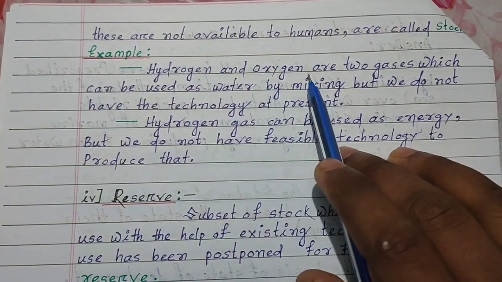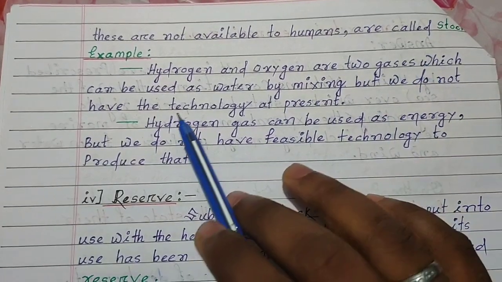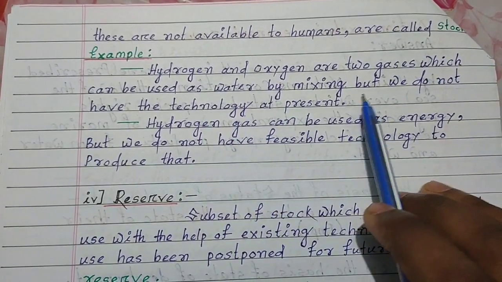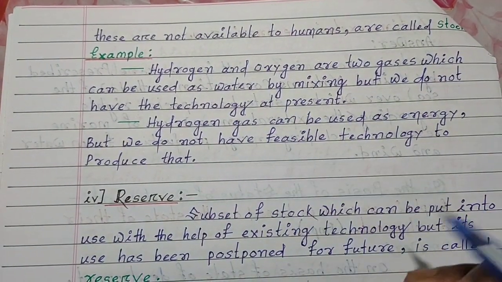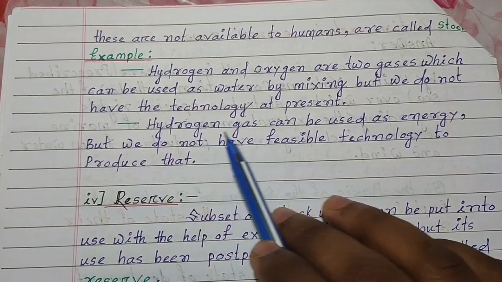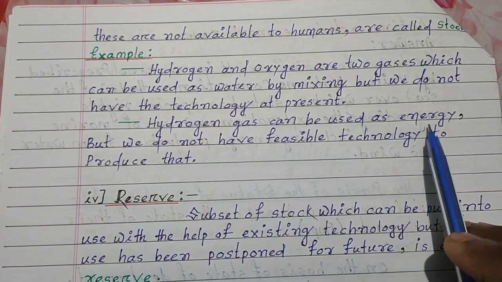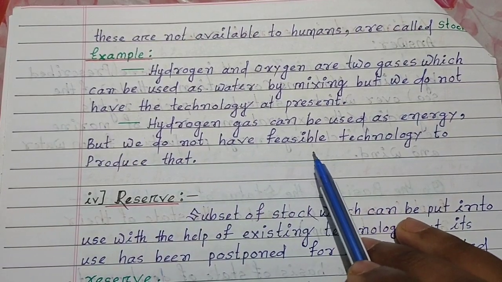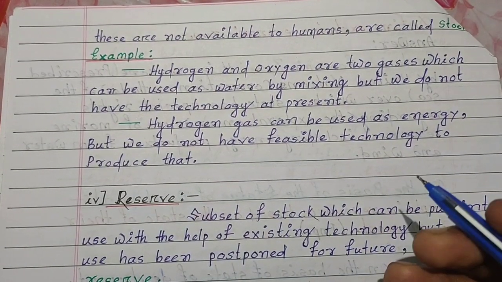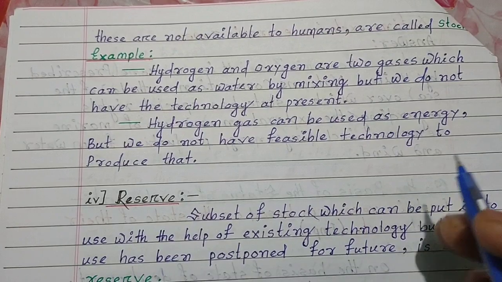Example, hydrogen and oxygen are two gases which can be combined to make water, but we do not have the technology at present. Similarly, hydrogen gas can be used as energy, but we do not have feasible technology to produce that. Feasible means possible.